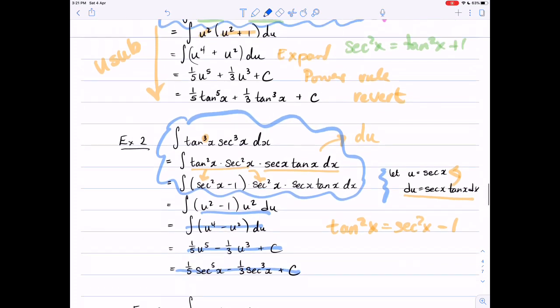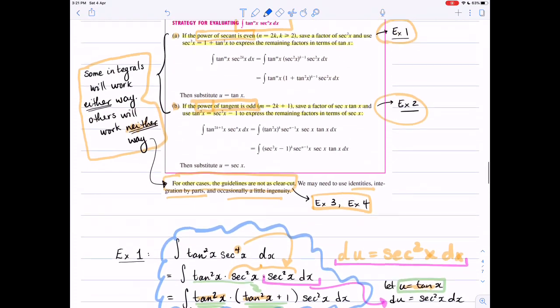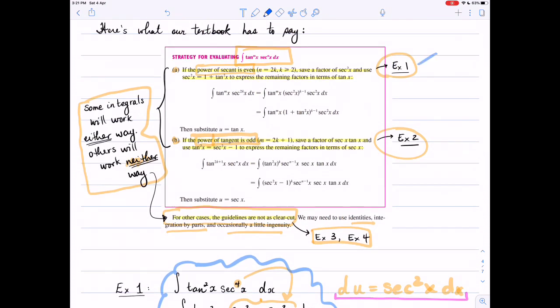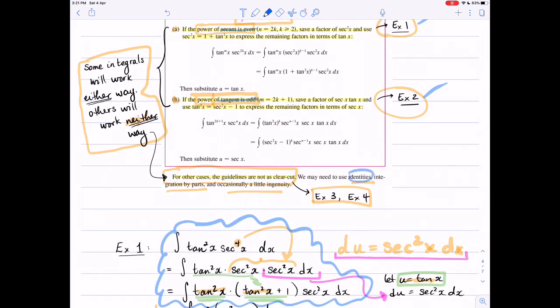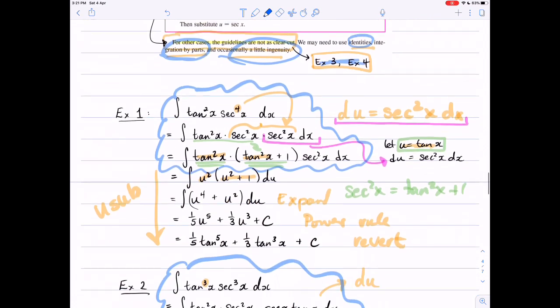Okay, so those are the two cases that work nicely. That was case 1 where the secant is even, case 2 where the tangent is odd. Everything else for secant and tangent is meh, good luck, right? So you need to use identities, maybe some integration by parts, some creativity. So let's look at the next 2 examples to see what might happen there.